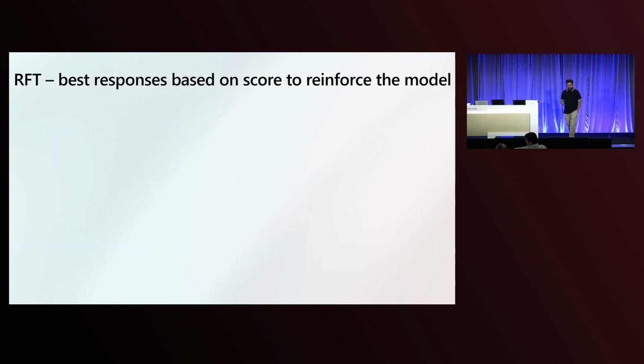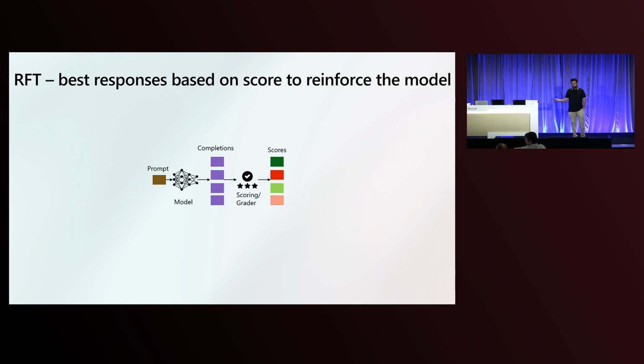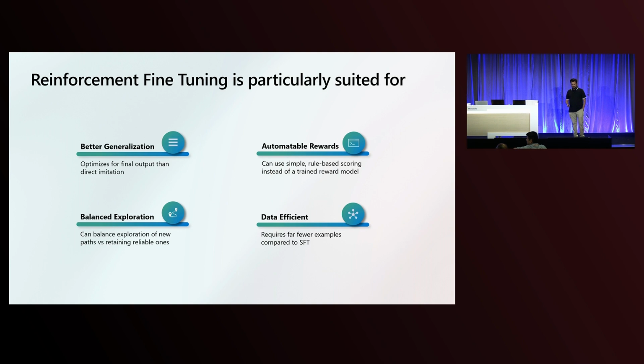In terms of RFT, what it involves is you take a prompt, and then you use a model to generate completions or samples. Then you take those samples and you score them according to what's right or more aligned, or what's less aligned, which is what we call computing the advantage. And then you use that advantage to train the model back.